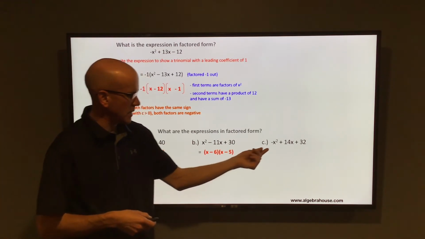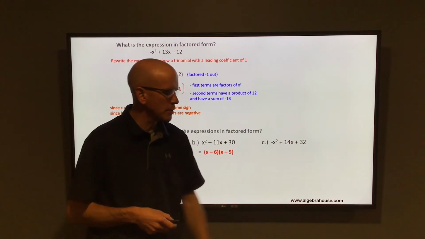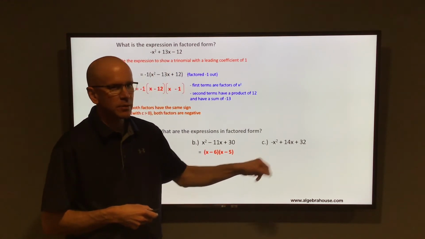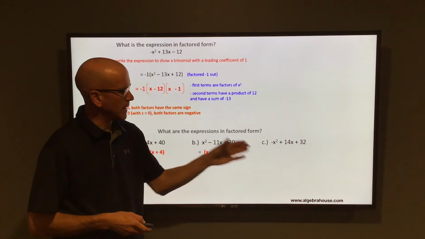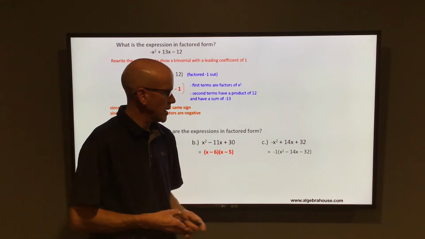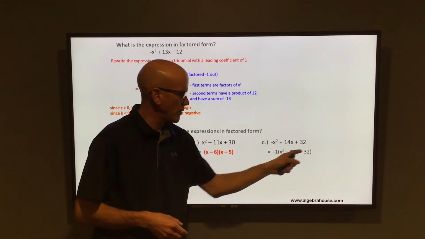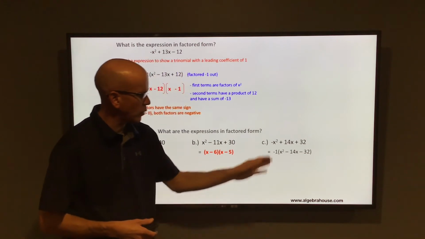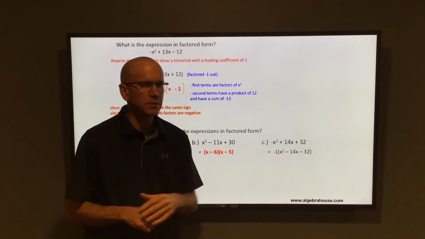Finally, down here on the end, negative x squared plus 14x plus 32. Notice that x squared is negative. So you need to factor a negative 1 out of this entire expression. Divide each term by negative 1. That just changes all the signs. It'd be negative 1 times x squared minus 14x minus 32.